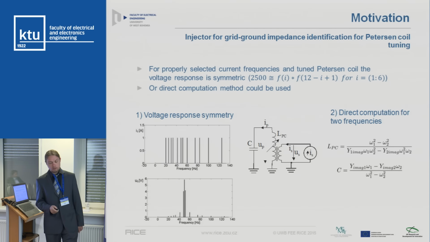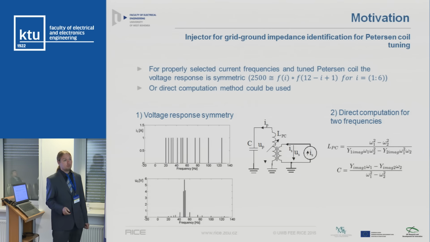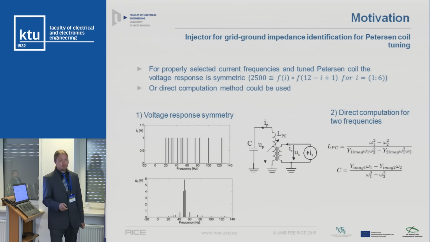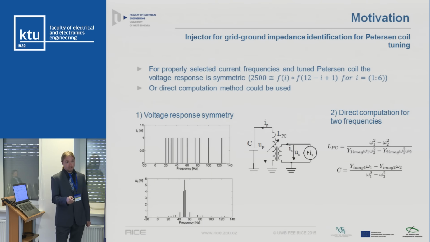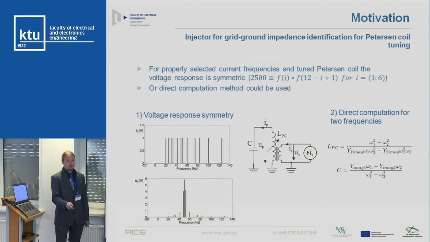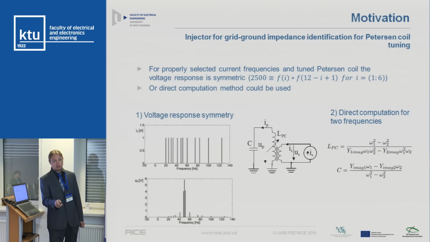How does it work? We inject several harmonics, up to 12 harmonics simultaneously, to the auxiliary winding of the Petersen coil with the same amplitude. If the Petersen coil is properly tuned and these harmonics are properly selected to be covered by this equation, we have the symmetric response. So the result is that injected currents with the same amplitudes and properly selected current harmonics will have a symmetric voltage response when the Petersen coil is properly tuned.